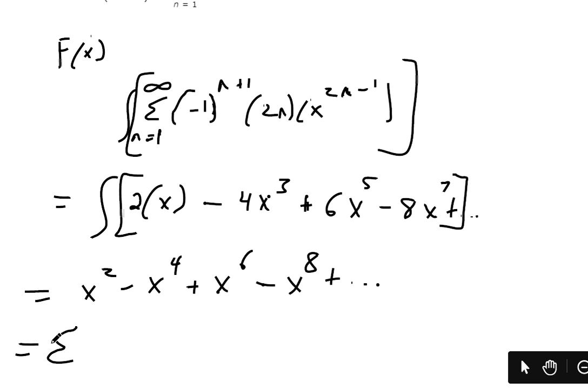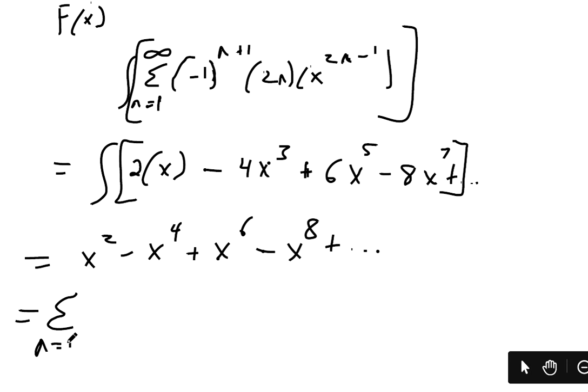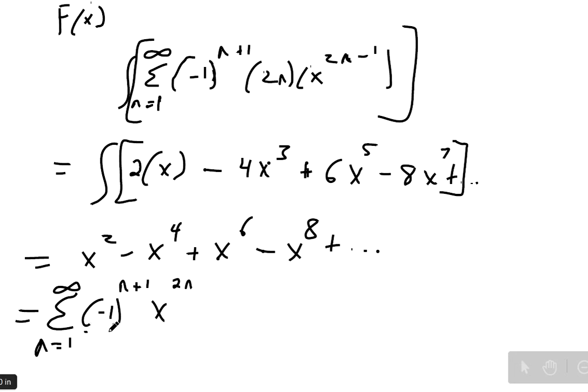So we sum from n equals 1 to infinity. The power is always even, so we're going to do 2n. But we also have an alternating term, so we have to do negative 1 to the n plus 1 power times x to the 2n power. And I said n plus 1 because I need the first term to be positive. So when you plug in n equals 1, we get a positive term. I think that's it.